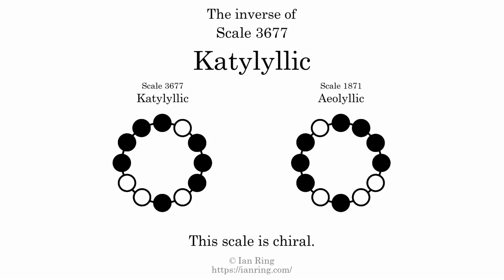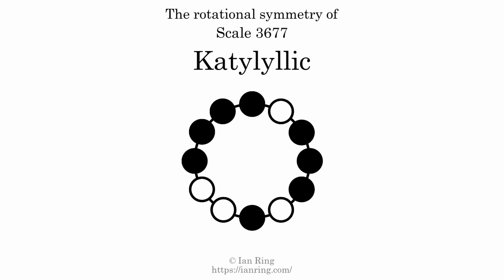The inverse of a scale is a mirror image. It is what you get when the sequence of intervals is reversed. The inverse of this scale is scale 1871, also known as Katylyllic. This scale is chiral. It cannot transform into its inverse by rotational transformation. This scale has no rotational symmetry.